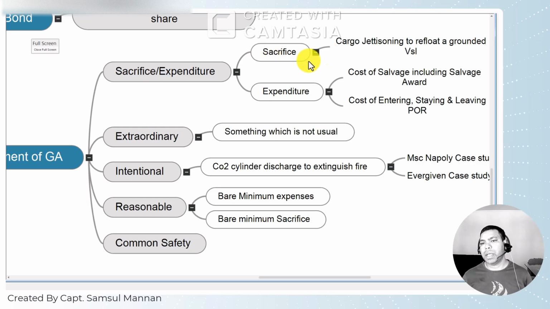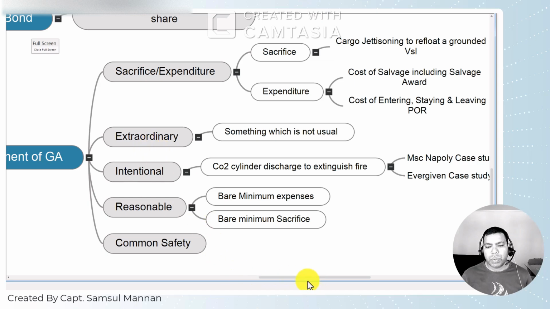So the sacrifice can be due to grounding. What you need to do, you need to jettison some cargo, you need to throw some cargo overboard, to refloat the vessel, so that can be a sacrifice. Then expenditure, just like the previous example, the cost of salvage including salvage award, cost of entering, staying and leaving the port of refuge can be termed as a general average, right?